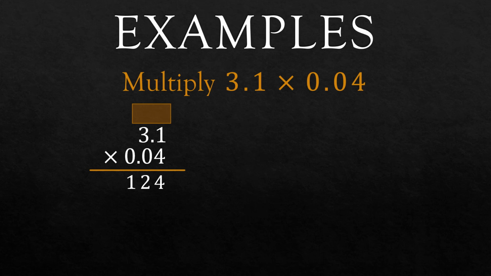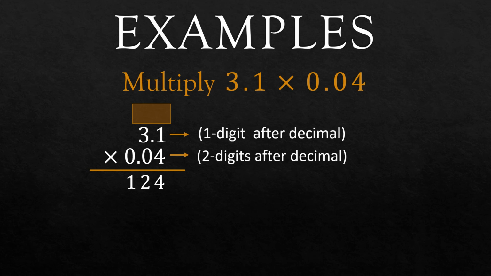We know that any digit multiplied by 0, the answer is always 0. Now put the decimal. How? Let's see. Just count up how many numbers are after decimal point in both numbers you are multiplying. 3.1 has one digit after decimal and 0.04 has two digits after decimal. So the total digit after decimal is 3. So count 3 digits from the right. 1, 2, 3. And place decimal in the product. So the answer is 0.124.